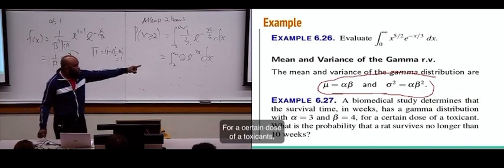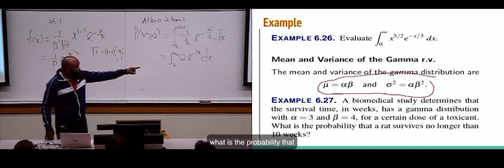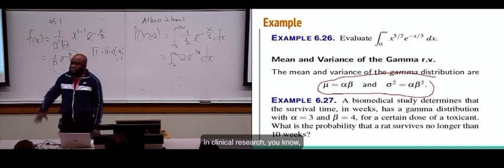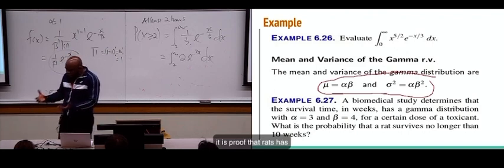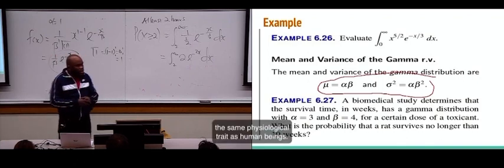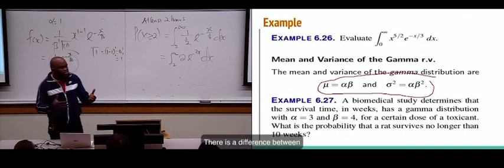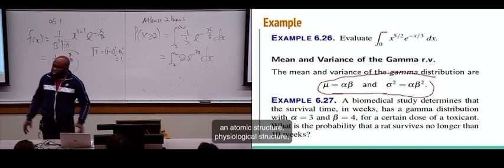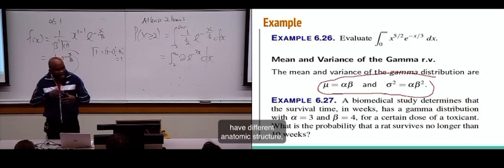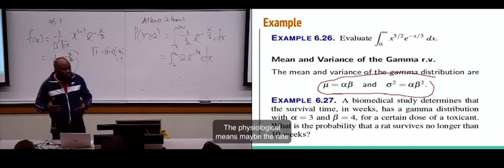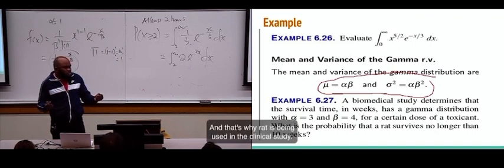Okay, for a certain dose of a toxicant, what is the probability that a rat survived no longer than 10 weeks? You know, in clinical research, it is proved that rats have the same physiological trait as human beings. There is a difference between anatomic structure and physiological structure. Even though the rat and man have different anatomic structure, they have very close physiological trait. Physiological means the rate at which the organs in the body function. And that's why rat is being used in the clinical study.